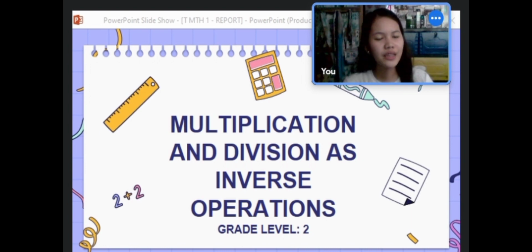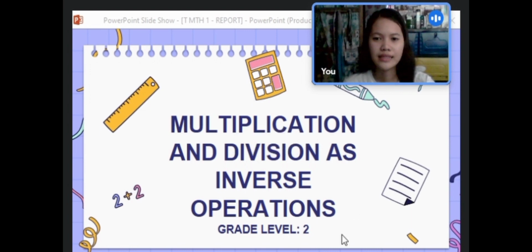So the target learning competency of this lesson is that by the end of the lesson, the students will be able to describe multiplication and division as inverse operation. When we say multiplication and division as inverse operation, this means that multiplication undoes the division and the division undoes the multiplication. In Bisaya, ang inverse kay kabaliktaran.